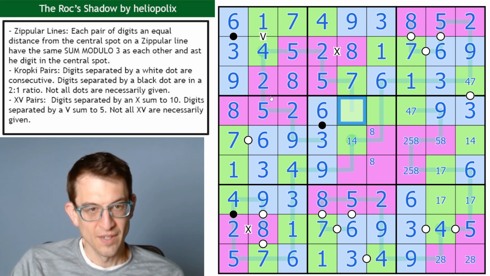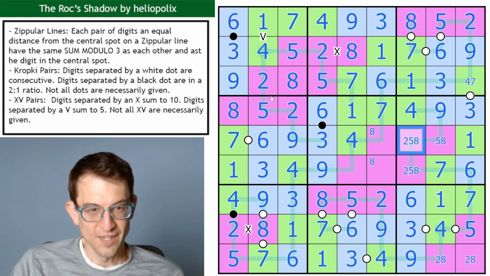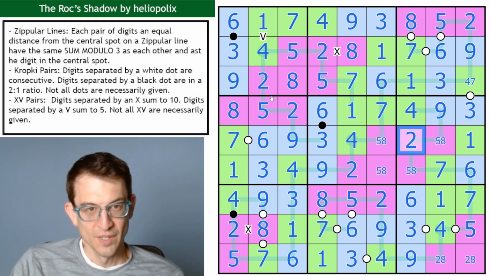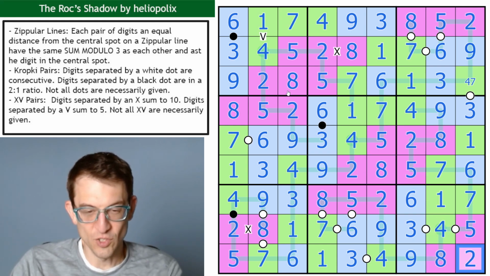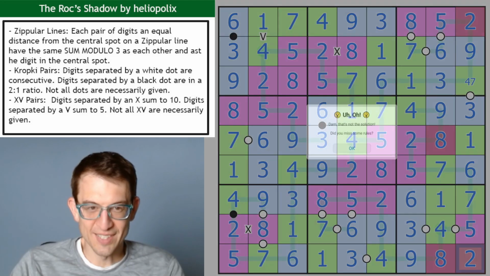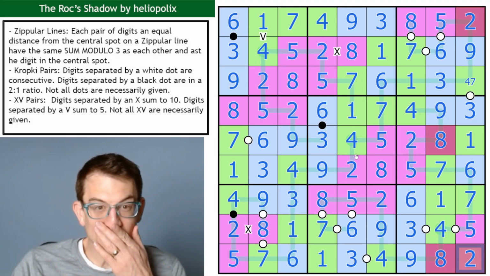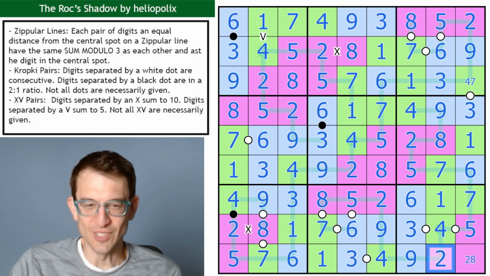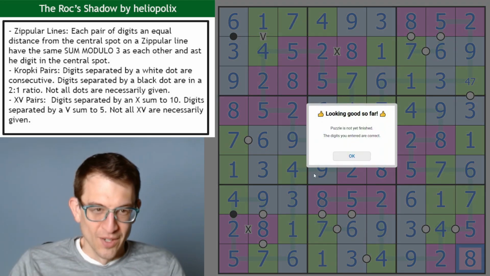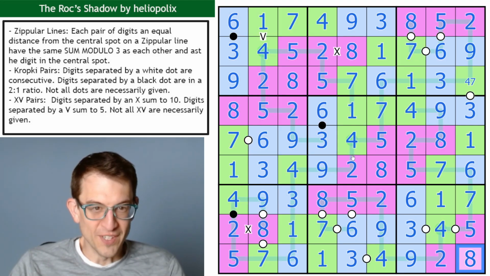7, 7, 4, 4, 7, 1. This is 2. 5, 8, 5, 8. And then 8, 5, 8, 2. That's correct. Oh no! What did I do? Oh, I just did, okay, just bad Sudoku at the end. Hold on. Just 2, sorry, 2, 8. Now I have finished.